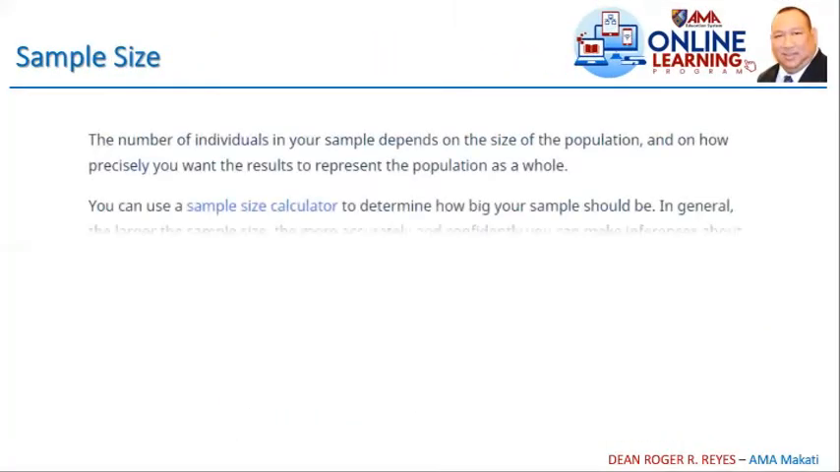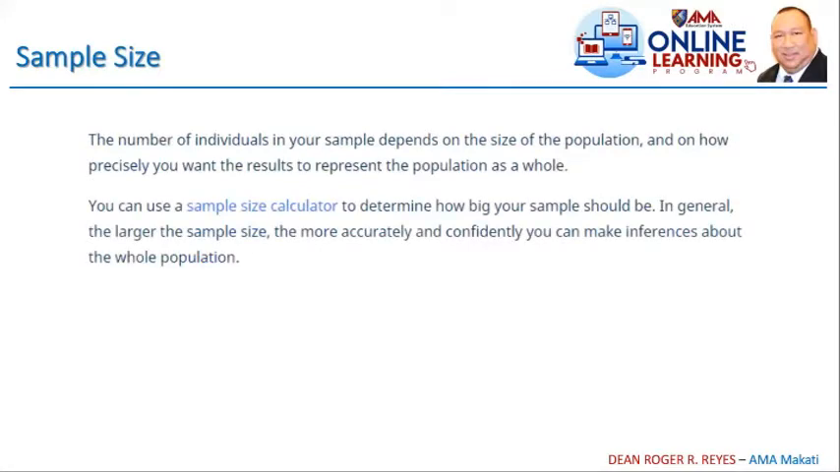When we talk about sample size, the number of individuals in your sample depends on the size of the population and how precisely you want the results to represent the population as a whole. So you can use a sample size calculator to determine how big your sample should be. There are many sample size calculators available on the internet, which you can use. In general, the larger the sample size, the more accurately and confidently you can make inferences about the whole population. What this says is, the more samples you have, the greater the chance that your confidence about the accuracy of your inferences and interpretation is close to reality, close to the whole population.